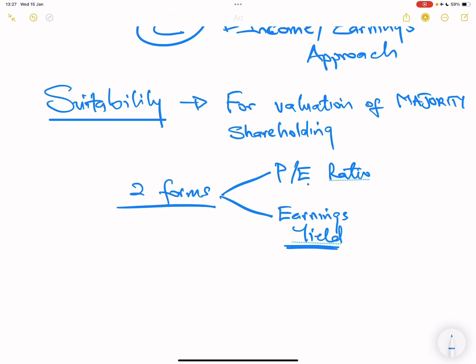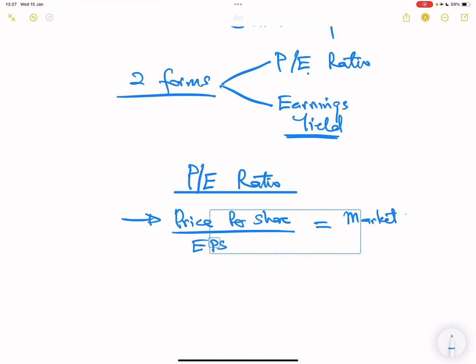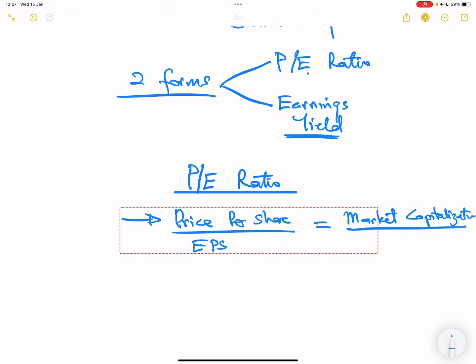And let me quickly tell you, for the PE approach, I know I've dealt with PE when I spoke about ratios, so it's the same thing that we're talking about here. It's not different. But just a reminder, remember that PE ratio is just your price per share divided by earnings per share, or the market value or market capitalization divided by the total earnings, which is your profit after tax. Either of these will give the PE ratio.